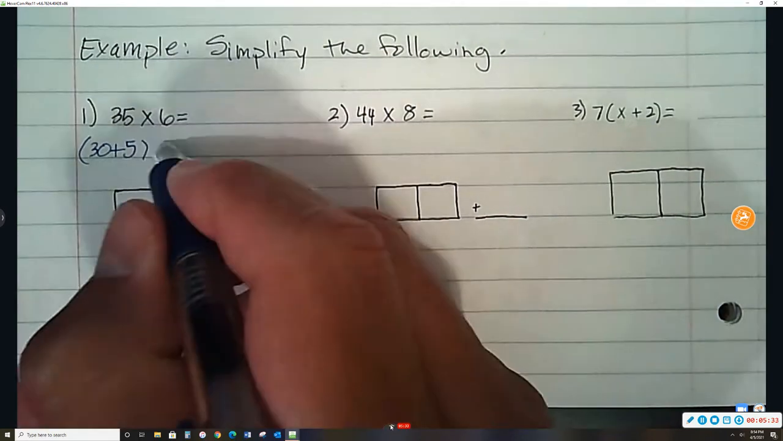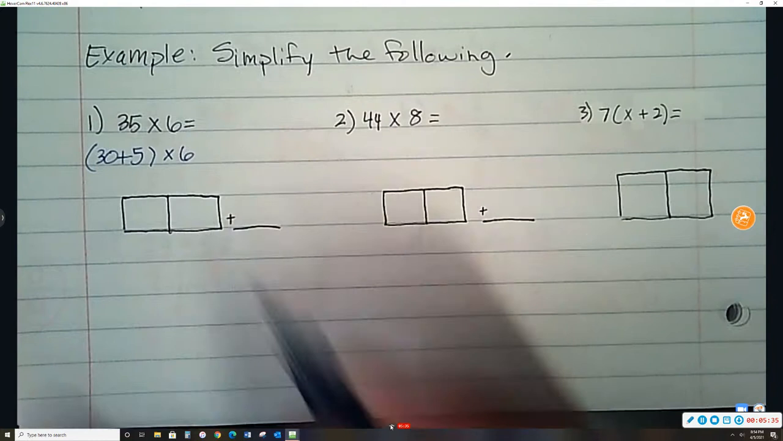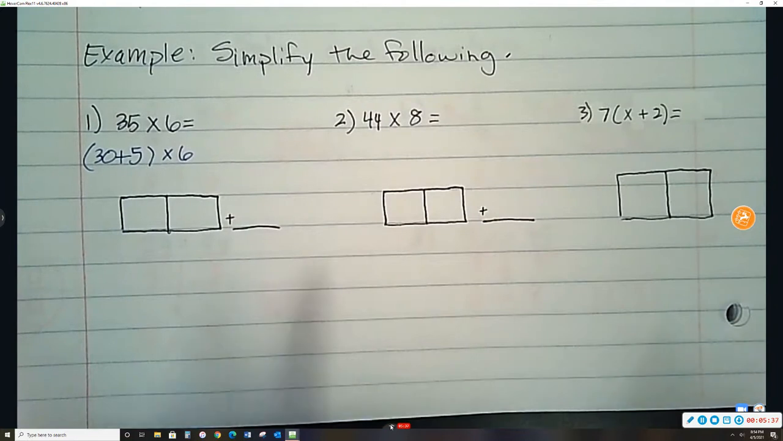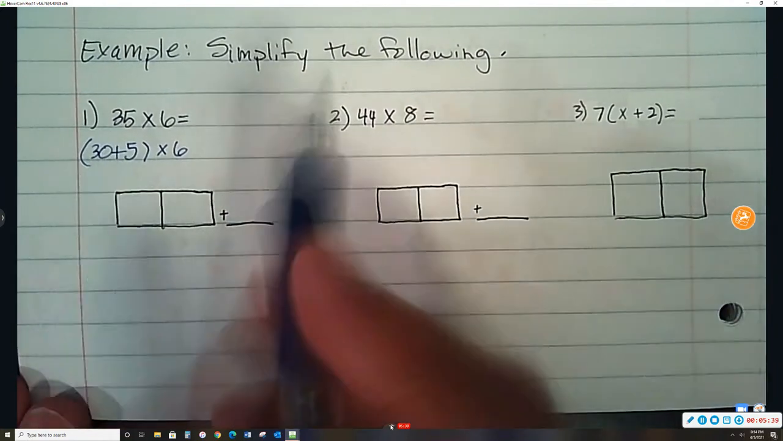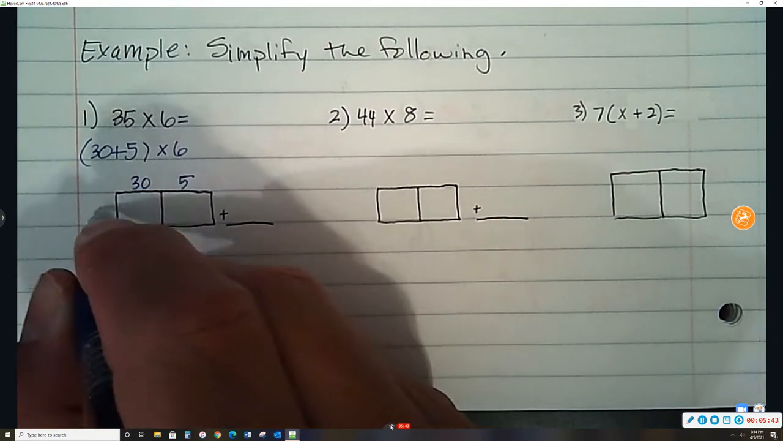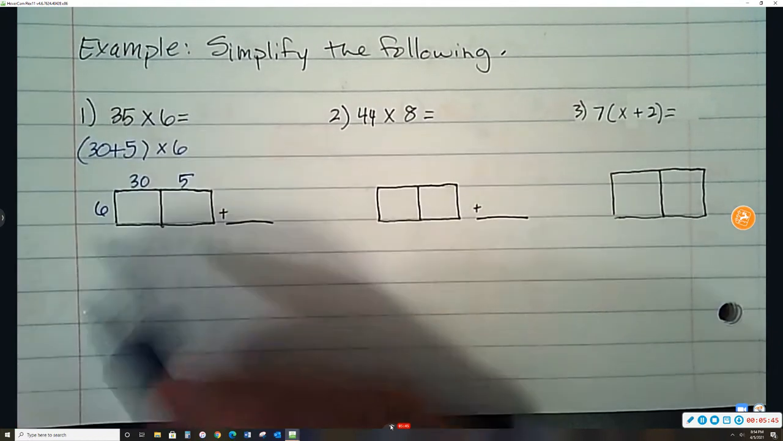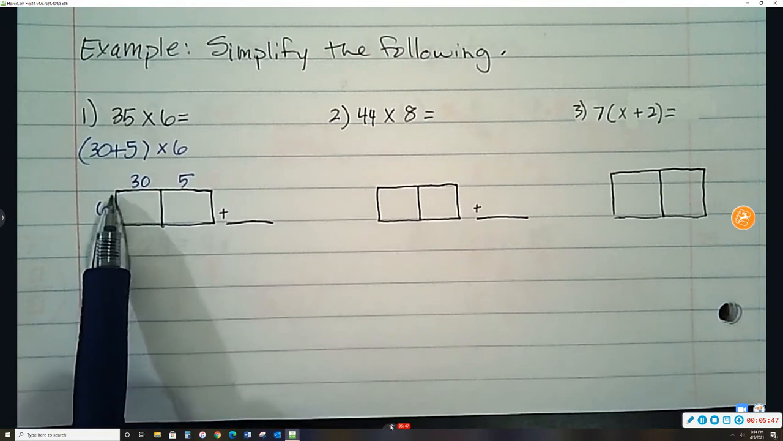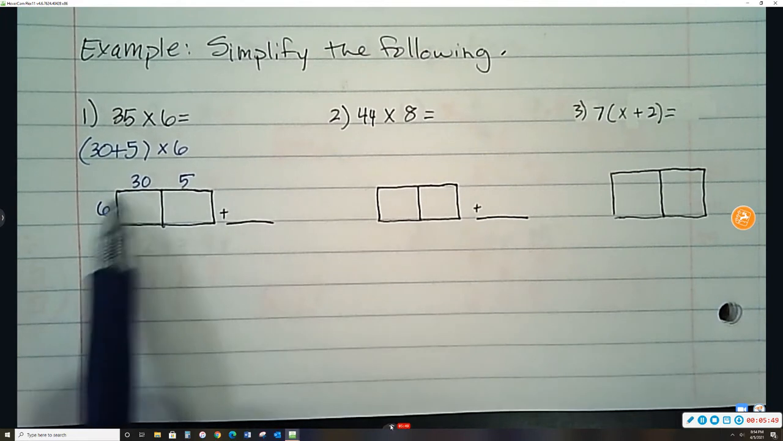It's also called the expanded form. And then again, there's nothing to do with the 6. I can't do anything with the 6. Rewrite the 30 and the 5 up top. This is 30. This is 5. And then put the 6 in front. Okay, so that was step 2. Write the expanded form on the box.